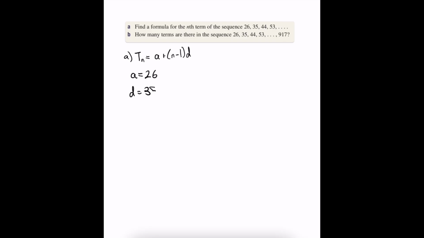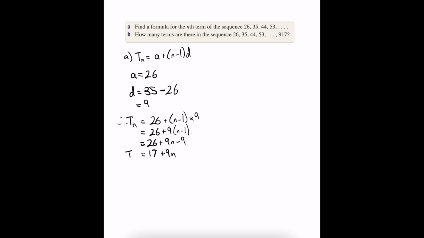So let's take the second term, 35, and subtract the first term, 26, and we see that we get 9. And now that we have this, we can therefore say that the nth term is 26 plus n minus 1 times d, times 9. So if we wanted to write it a bit neater, we could say 26 plus 9 times n minus 1. Now, we can go a little bit further and we can expand the brackets and then collect like terms. And what we end up getting is this. So we get Tn is equal to 17 plus 9n.